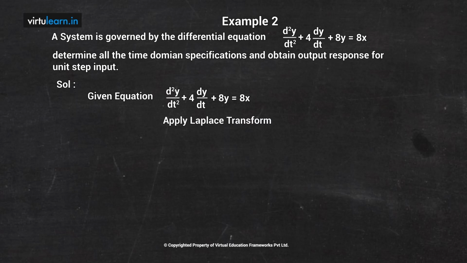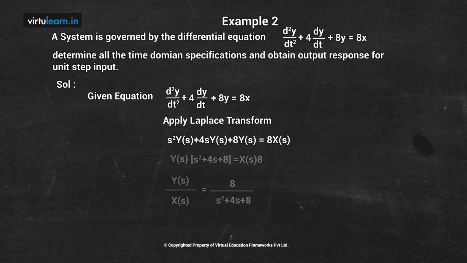Apply the Laplace transform, then you can take Y(s) common, which gives us s square plus 4s plus 8, is equal to, again taking X(s) common, 8. What is the transfer function? Output variable by input variable in the Laplace domain. Therefore, Y(s) by X(s) gives us 8 divided by s square plus 4s plus 8. So we now got the transfer function.